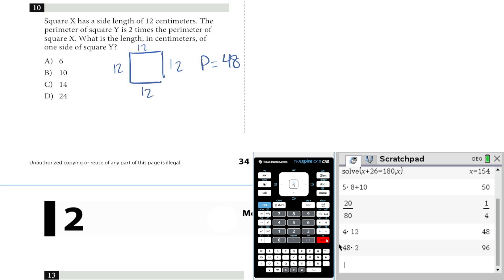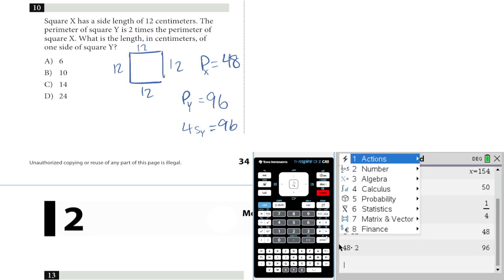So the perimeter of square y, so this is square x, so the perimeter of square y is going to equal 96. Well, to get that, that's just 4 times the sides for square y. So we can set that equal. And now I can solve that.